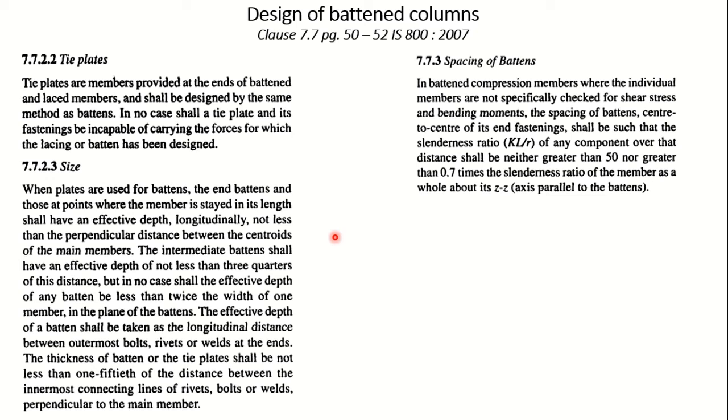Now the next is about the tie plates. Tie plates are members provided at the ends of battens and laced members and shall be designed by the same method as battens. Like we design the battens, we need to calculate the shear and moment and check the plates for that shear and moment.